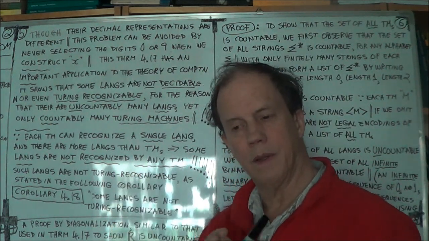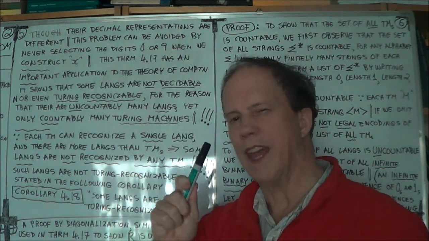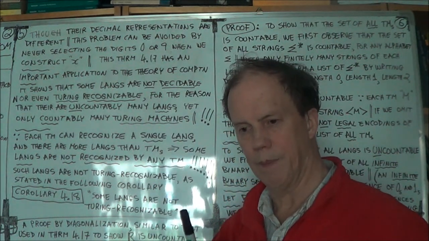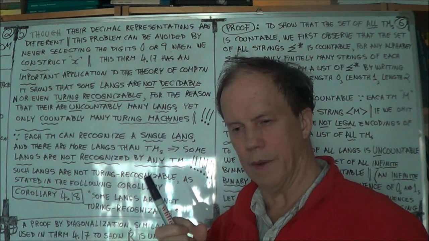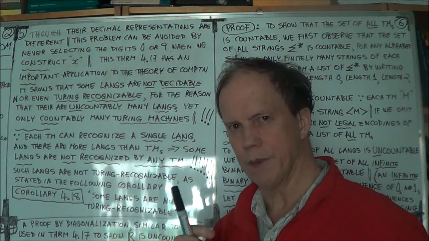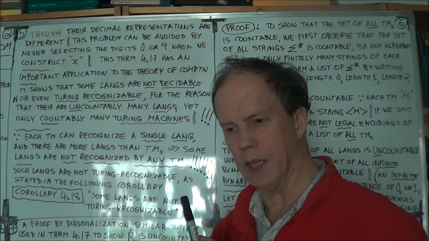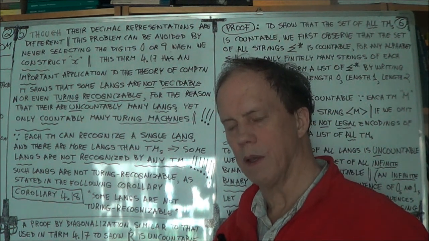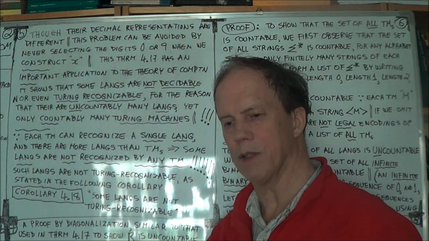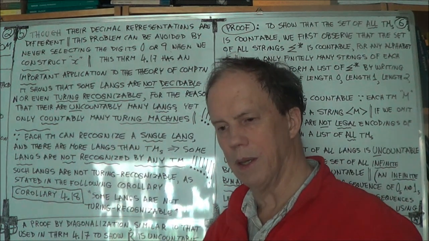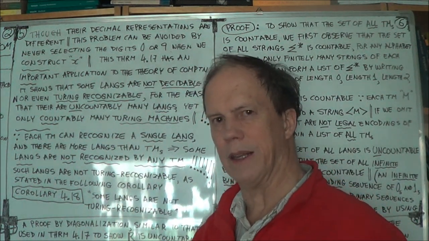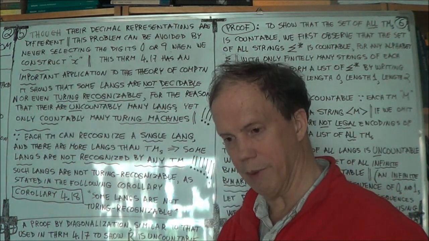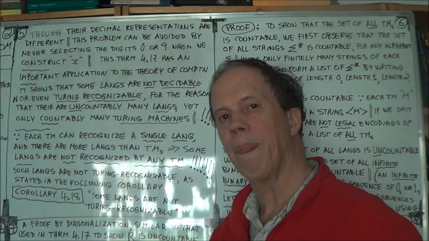And on the other hand, you cannot form a bijection between the set of all languages and N. In other words, there are more languages. The size of the set of all possible languages is a bigger kind of infinity than the set of positive integers, big N.